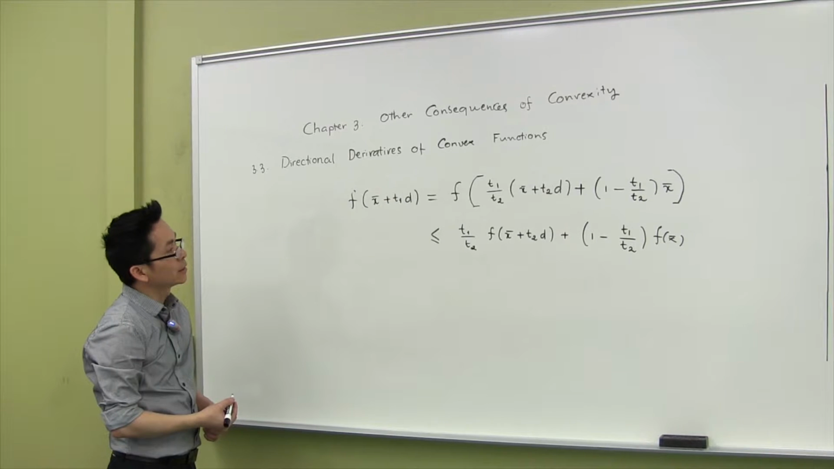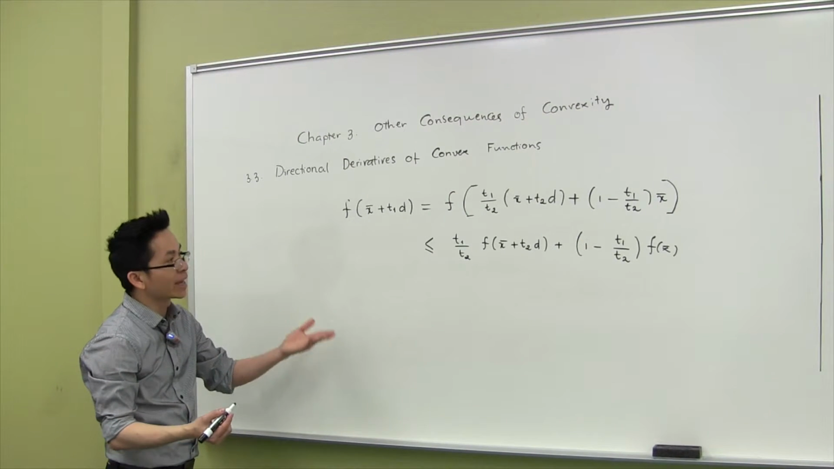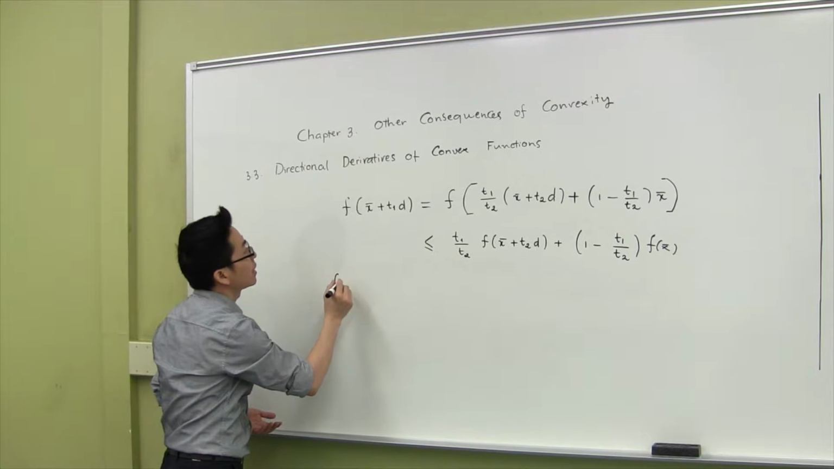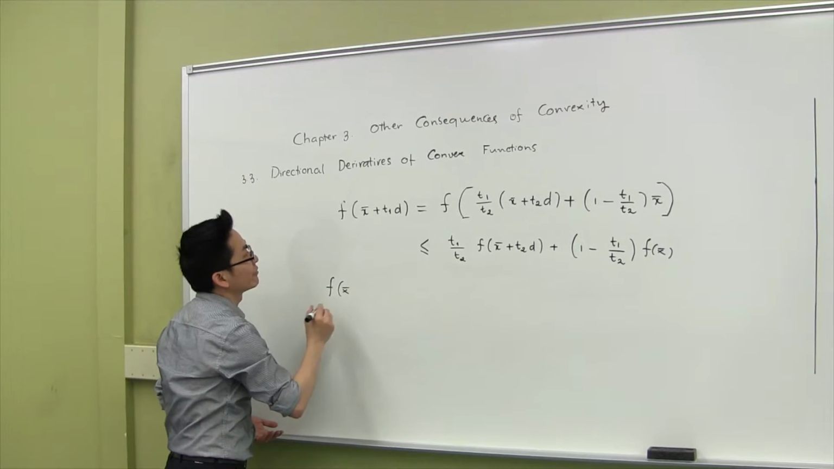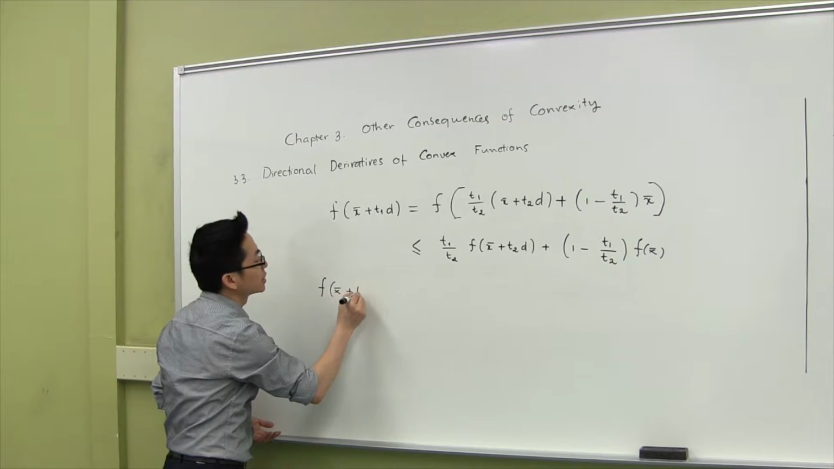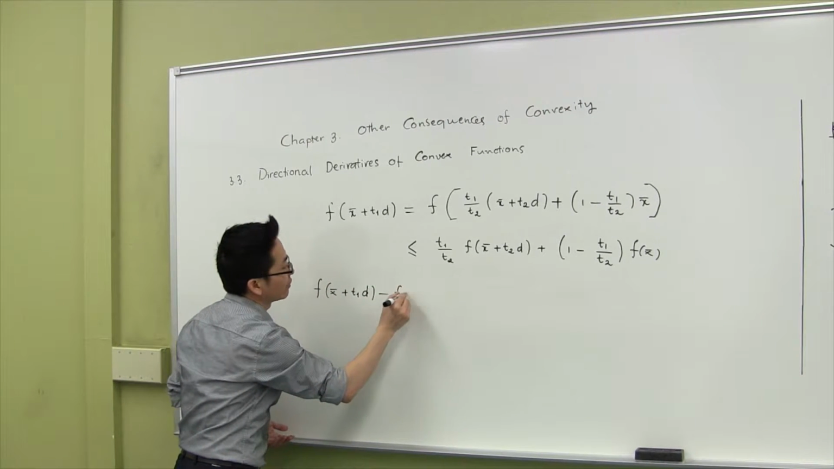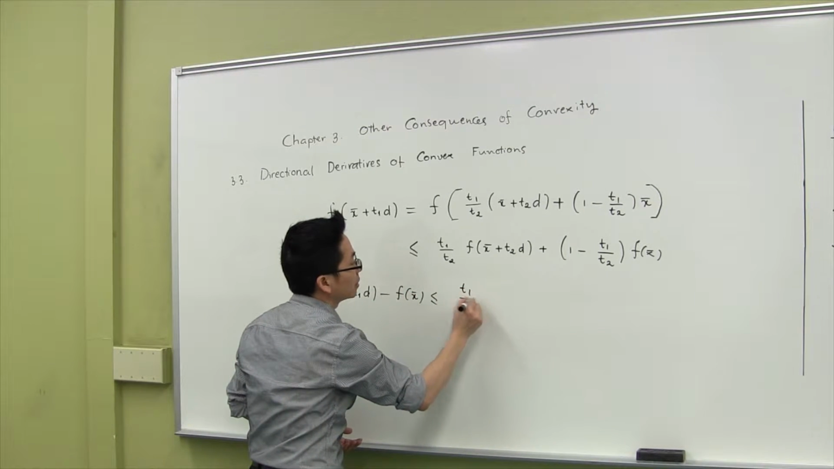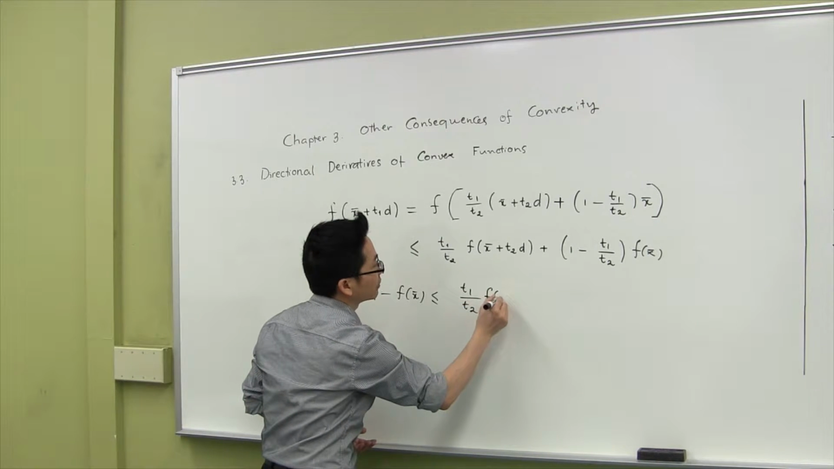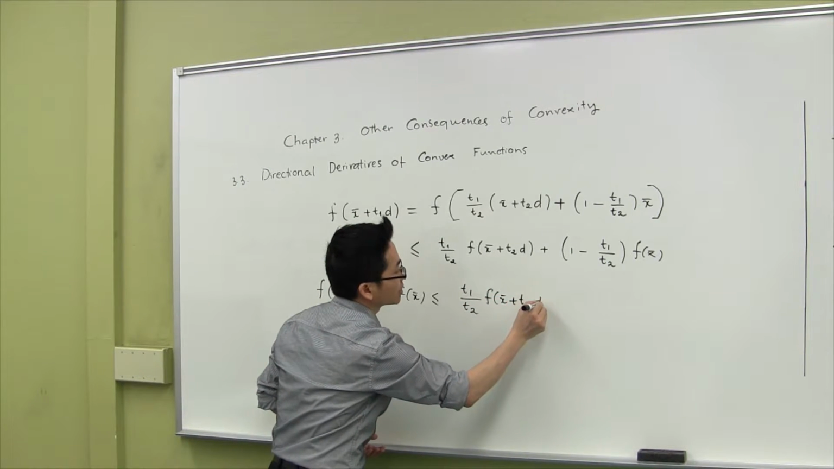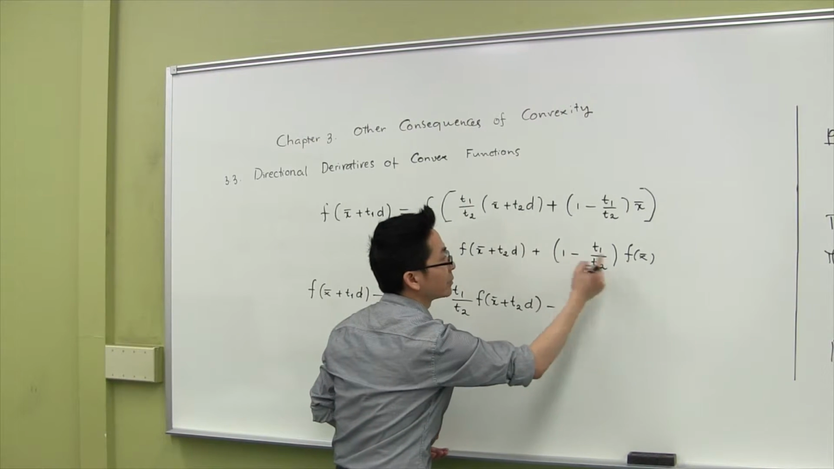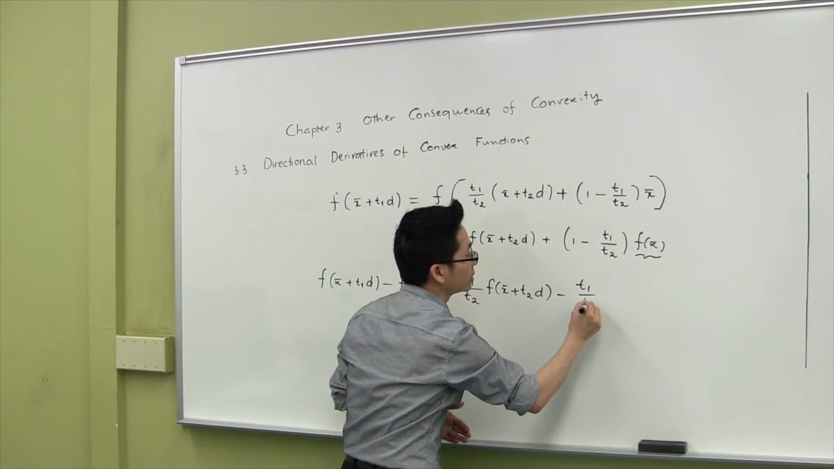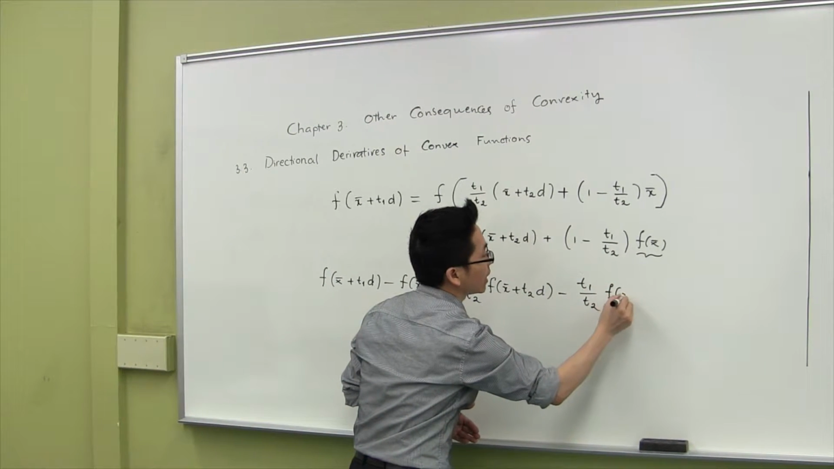In the next step, I'm going to subtract f of x bar from both sides. So from here, if we subtract f of x bar from both sides, we have: f of x bar plus t1d minus f of x bar is less than or equal to t1 over t2 times f of x bar plus t2 times d minus, because we subtract f of x bar from this, we have t1 over t2 times f of x bar.